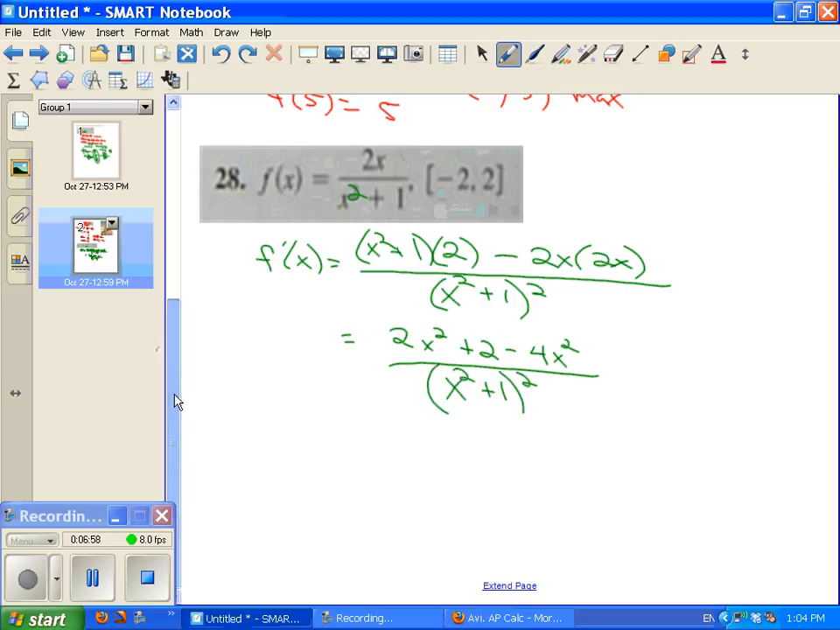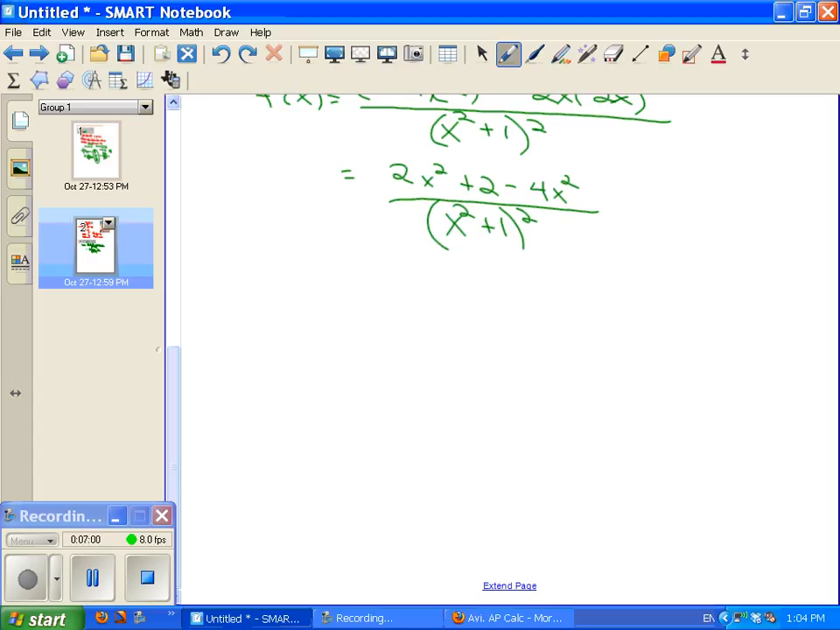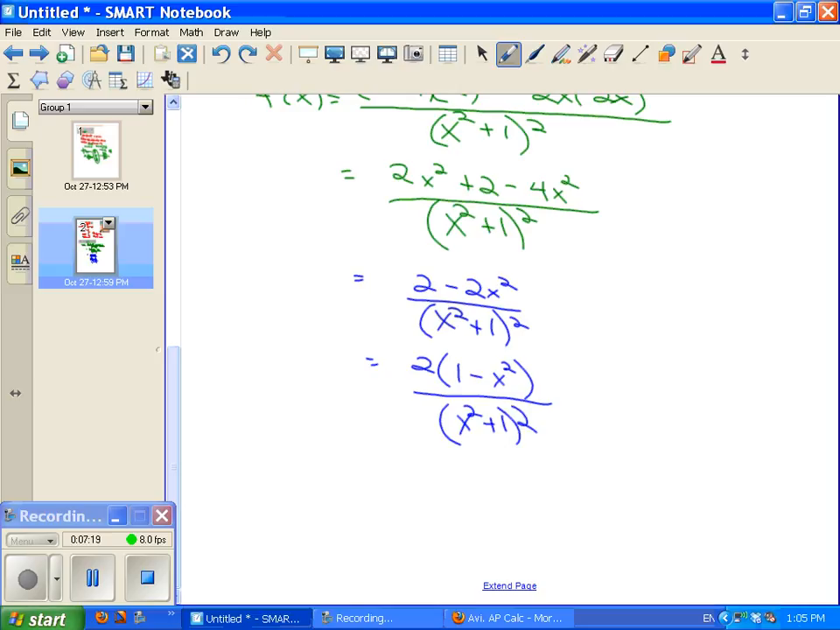All right. Pull the 2 out. Well, I can put these two together. So I'm going to get 2 minus 2x squared over x squared plus 1 squared. Pull the 2 out, leaving me behind with 1 minus x squared over x squared plus 1 squared. Can I cancel one of these? Are these the same? No.